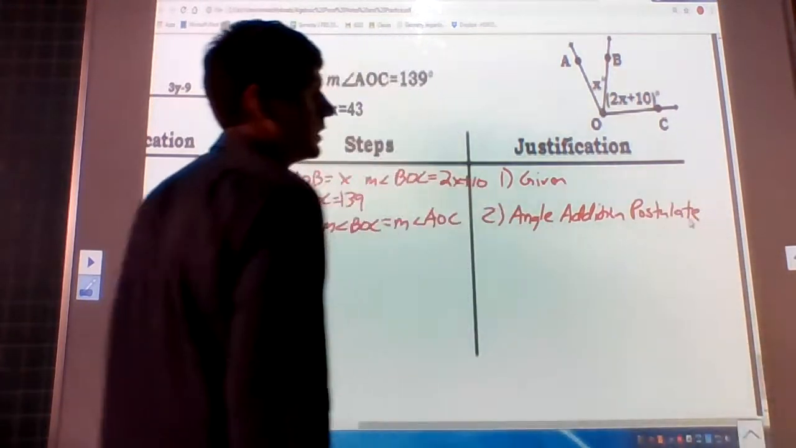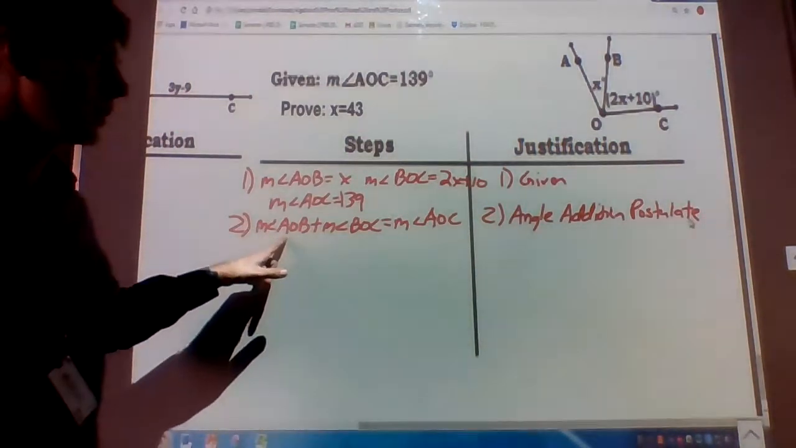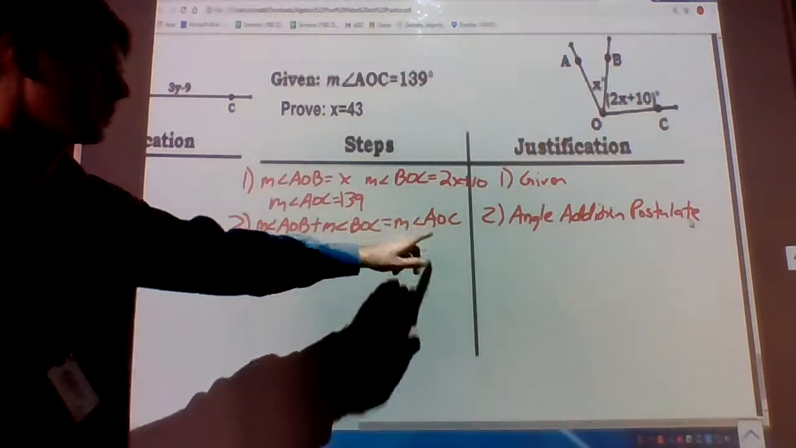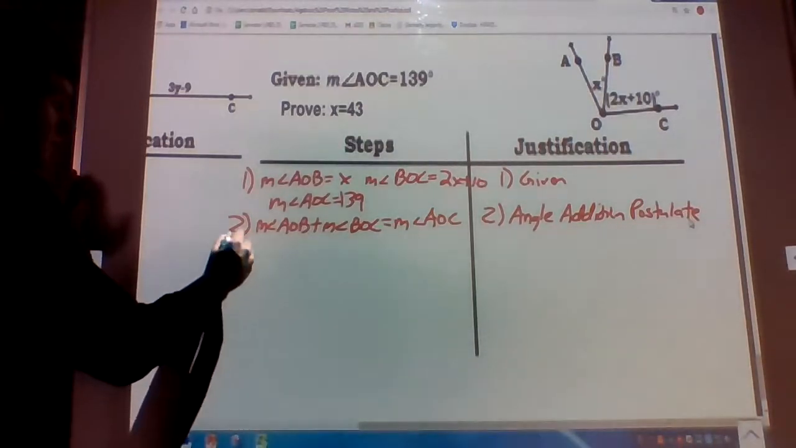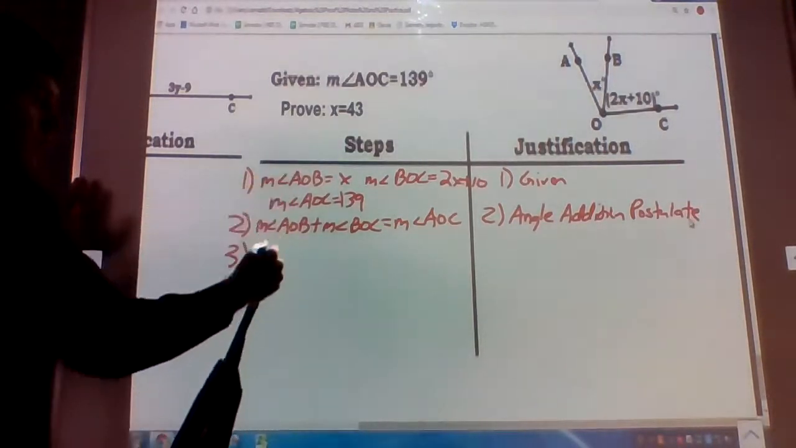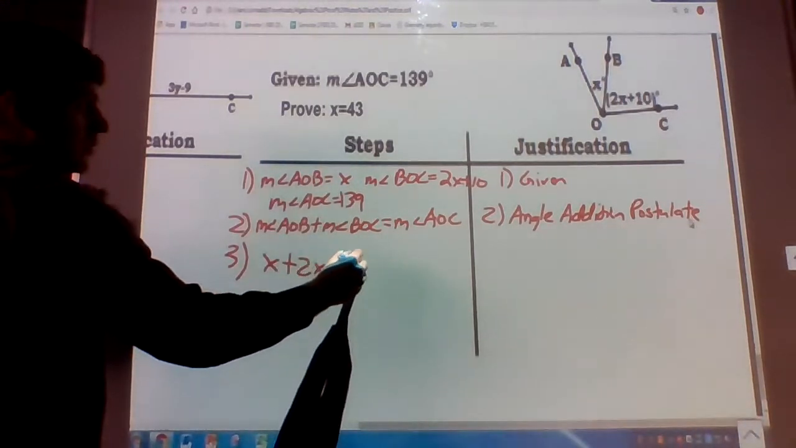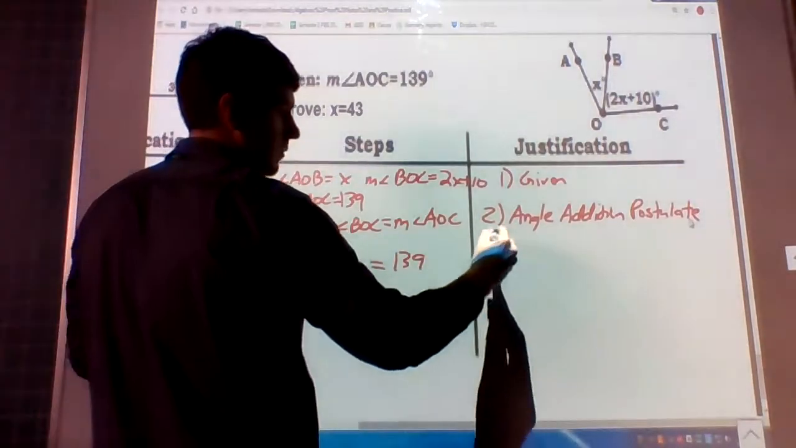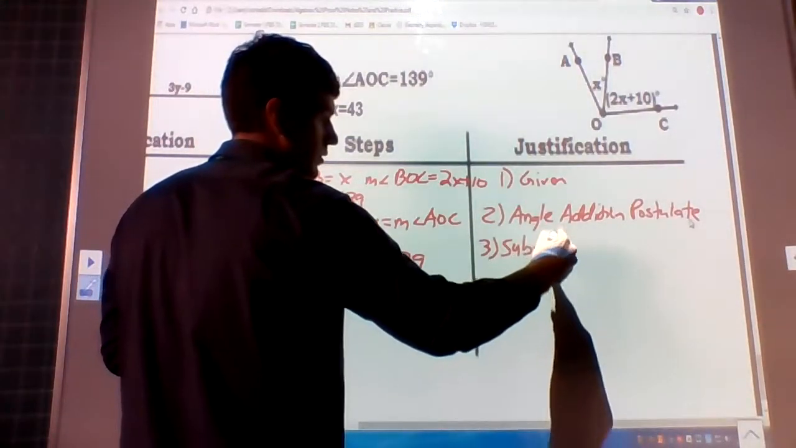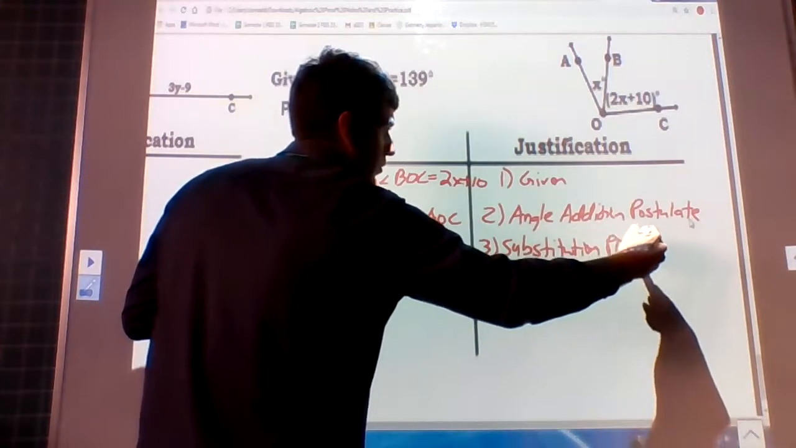Okay. If B is in the interior of angle AOC, then the measure of angle AOB plus the measure of angle BOC is going to equal the measure of angle AOC. Small part plus small part equals the whole. Okay, from there we can substitute in our pieces of information. So AOB is x, measure of BOC is 2x plus 10, and the measure of angle AOC is 139. We get that by substituting. So substitution property of equality.